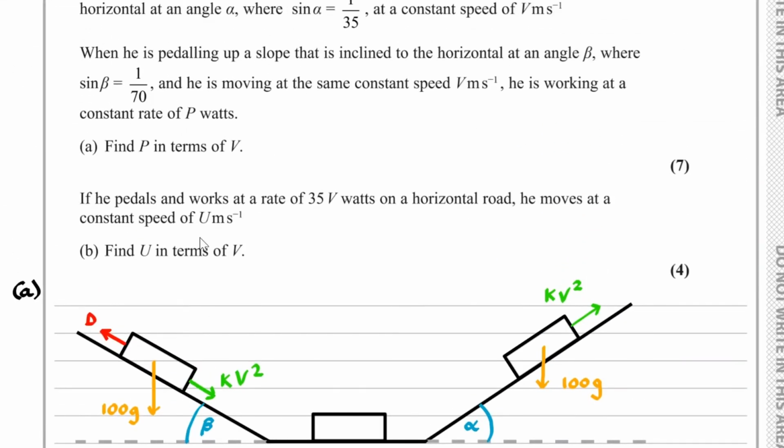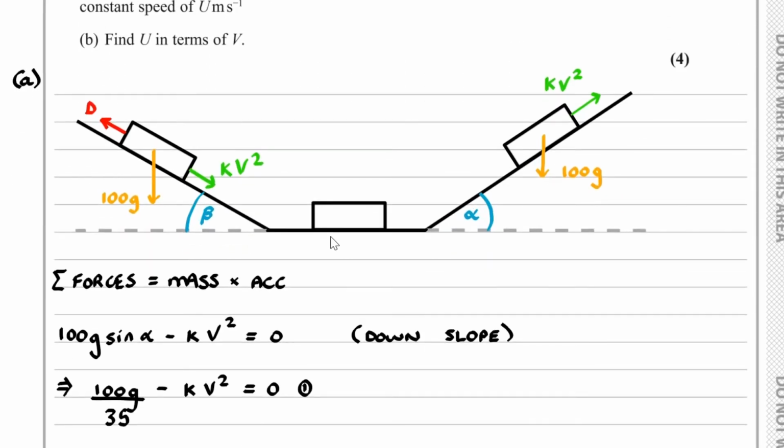And now for the next part of the question, if he pedals and works at a constant rate of 35V watts on a horizontal road, he moves at a constant speed of U meters per second. We have to find U in terms of V. So for us to find out what U is in terms of V, let's think about the situation horizontally.